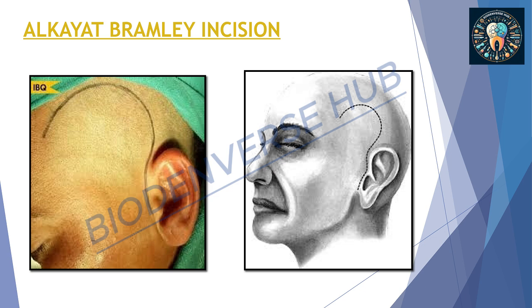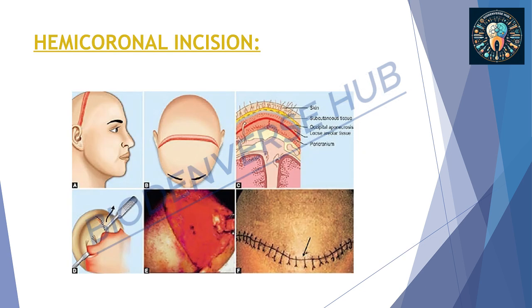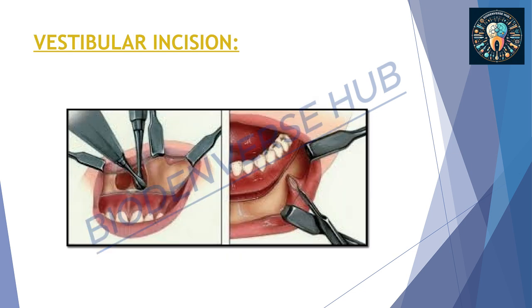Another important approach and incision is the hemicoronal incision. So there are different clinical pictures and diagrams shown, which you need to remember very well. The hemicoronal incision and the indication as well of the hemicoronal incision. Then we have the intraoral incision, including the vestibular incision.